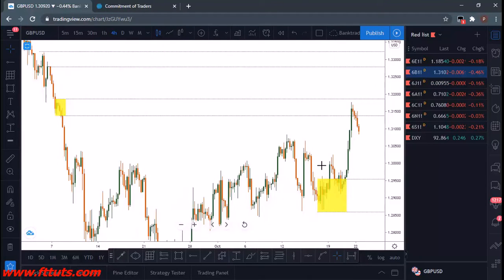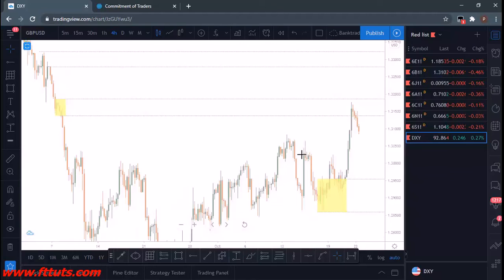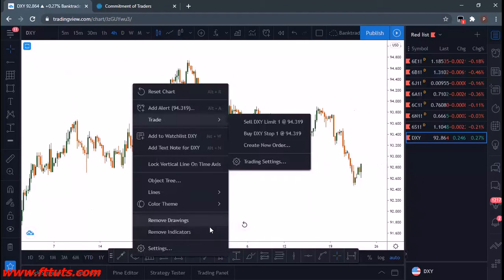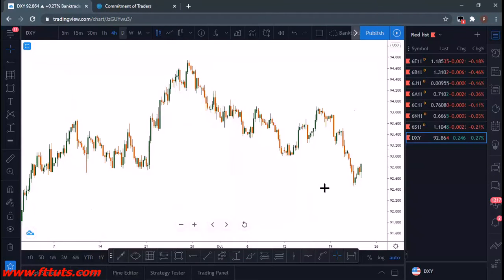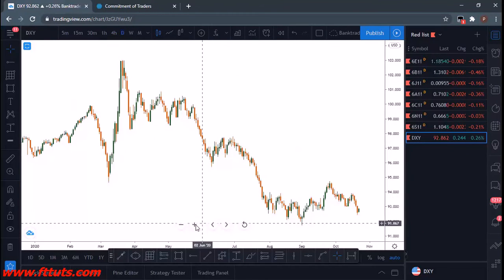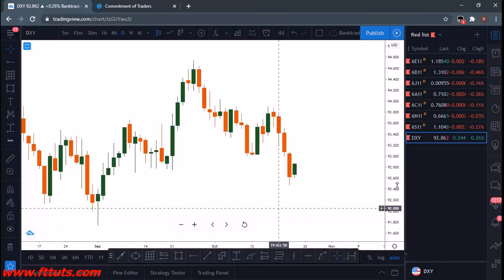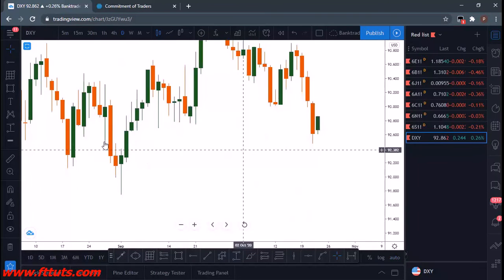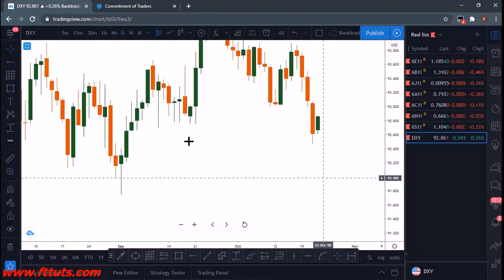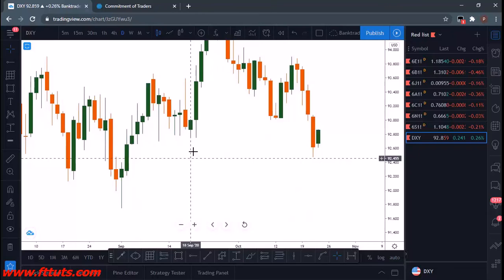So if the dollar futures are telling you that the dollar is long, you can see here, this is DXY. Just open it. It's showing that price is going up. So the dollar is long. That should push pound down, right? So the dollar is long.